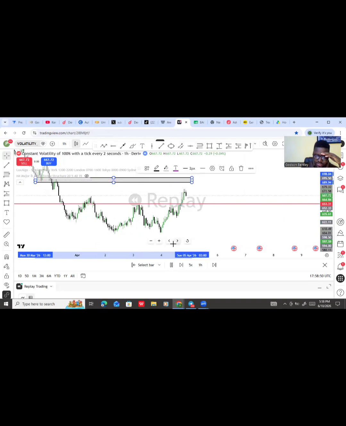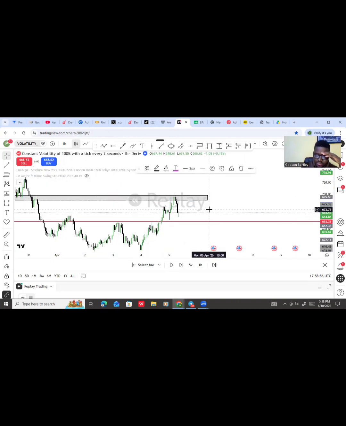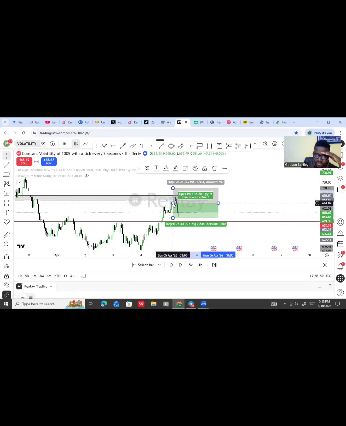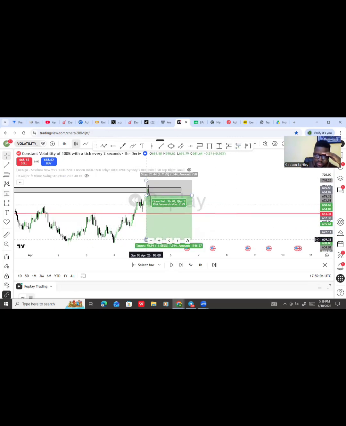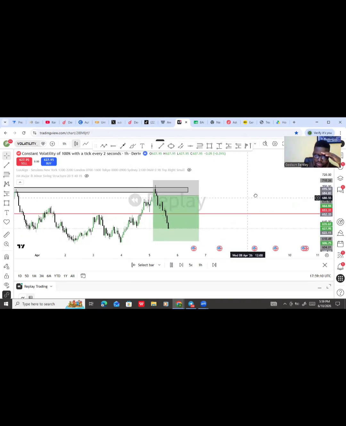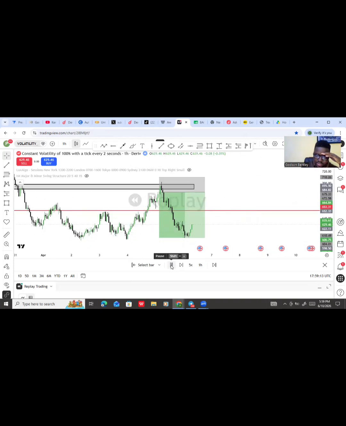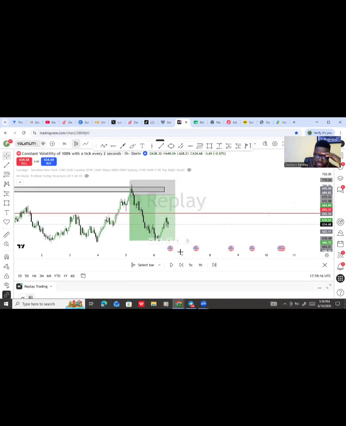Remember, this is our zone. Okay, so there's our zone. We're going for a sell. Okay, it's like 1:3, almost 4. Okay, it hits TP, as you can see. So we wait for the next one.